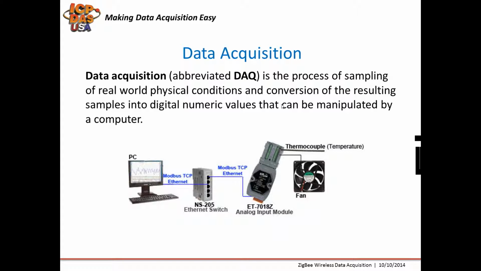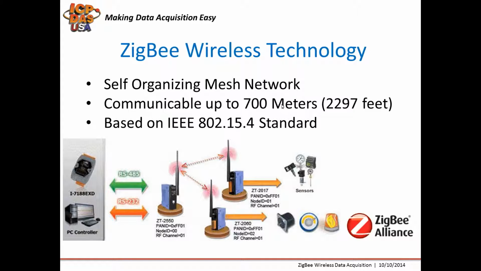Data acquisition is the process of sampling real-world information like temperature, pressure, motion, or tank levels, and the conversion of the samples into digital numeric values that computers and controllers can understand. This picture here shows a computer running a program on a PC. It's connected to an Ethernet switch, which is connected to an Ethernet-based thermocouple input and digital output module. The program takes the temperature data and triggers a fan to turn on or off based on the temperature determined by the thermocouple sensor.